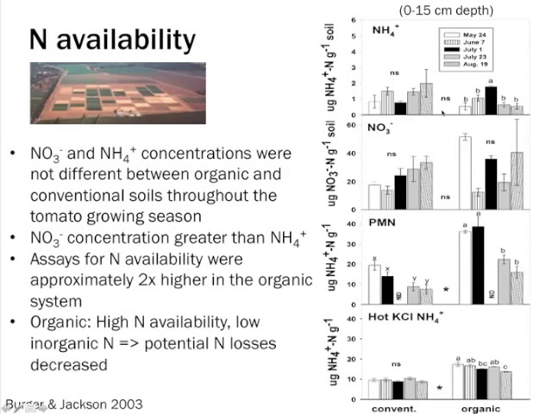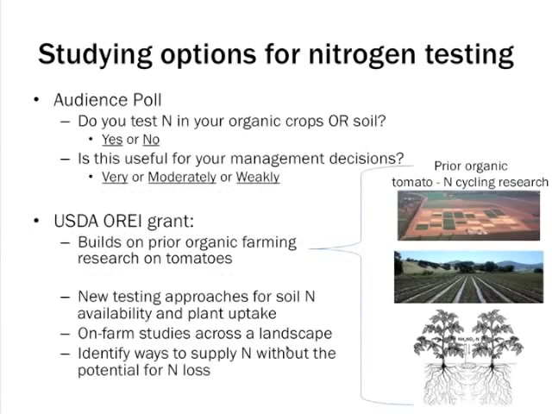We see that there's no difference in ammonium between organic and conventional, no difference in nitrate. The tomatoes were adequately supplied with nitrogen, but we saw much higher potentially mineralizable N, 2 to 3 times higher in the organic, and also higher for this assay as well. So that made us think there's higher nitrogen availability in the organic without having higher nitrogen pools, decreasing the potential for nitrogen losses. And that's how, with this data, we got started on a project that was much more farmer-oriented.